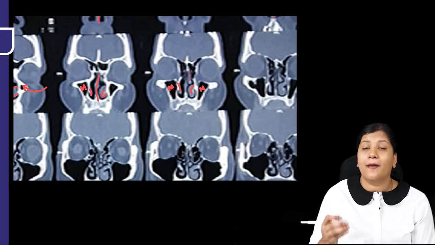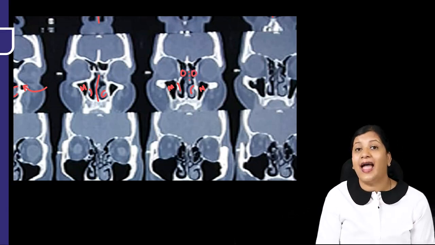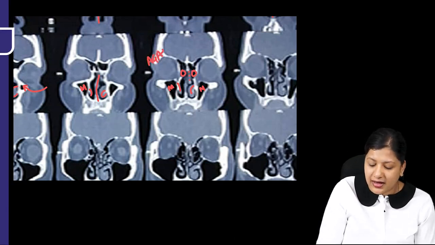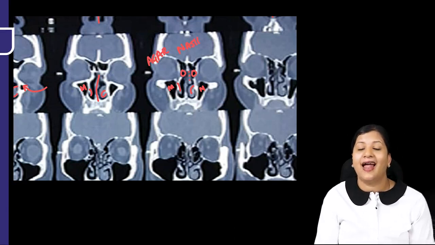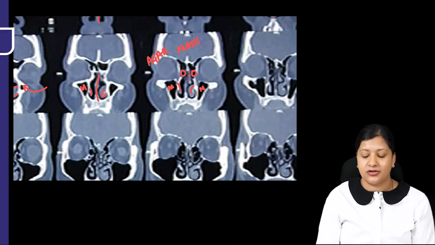So before the appearance of middle turbinate, when we see an air cell, what do we call that air cell? That is the anterior most ethmoidal air cell. We will call it as agger nasi. So what will we call it as? Agger nasi, the anterior most ethmoidal air cell. So you should be able to see this air cell before the appearance of middle turbinate.